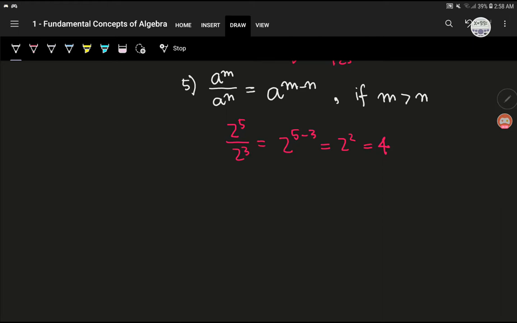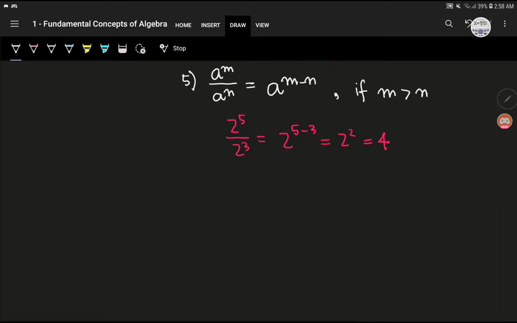How about if we have m is less than n? So here comes the sixth and the last law. We have A to the power of m over A to the power of n equals 1 over A to the power of n minus m, if m is less than n.